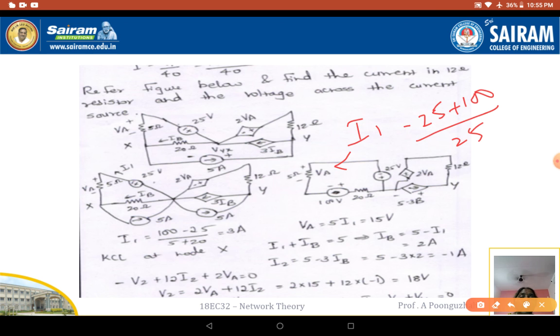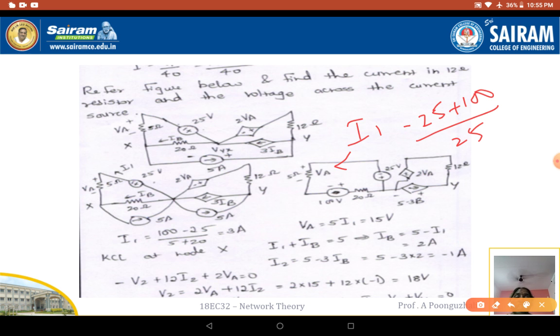Now we are going to apply the KCL at node X. When I apply the KCL at node X, the current that is going to come here is your I1 current. The current that is going to come here is going to be IB. So incoming current to this node, I1 plus IB, is equivalent to outgoing current, which is 5. So here IB is equivalent to 5 minus I1. I1 we already found out, that is 3. So 5 minus 3 is 2 amps.